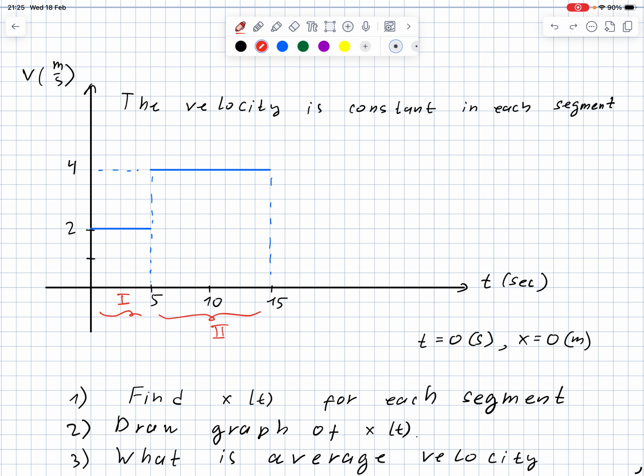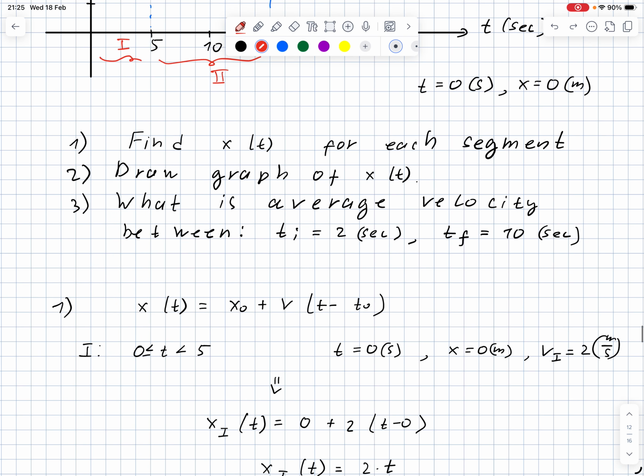Part 1, find x of t for each segment. Now, of course, we're going to use this formula of the linear function of x of t. Let's look at the first segment between 0 and 5 seconds. We know that when time is equal to 0 seconds, the initial position is 0 meters. And of course, for this first segment, the velocity is constant at 2 meters per second.